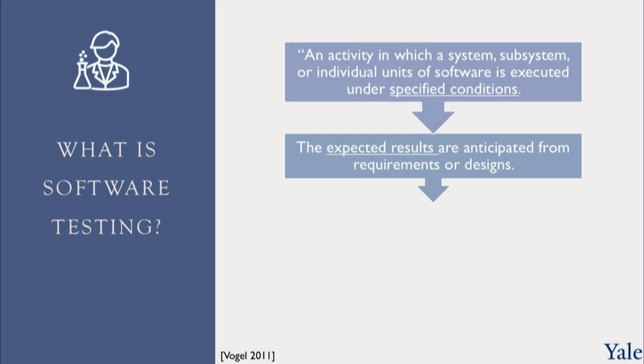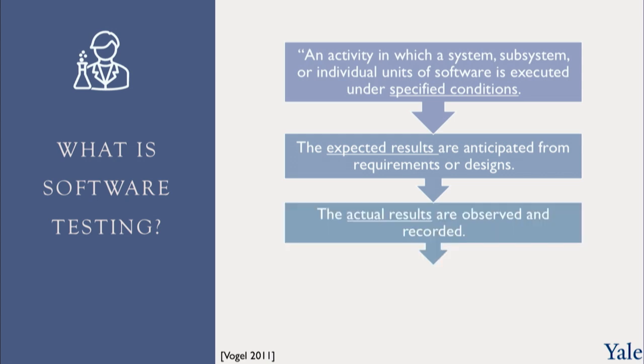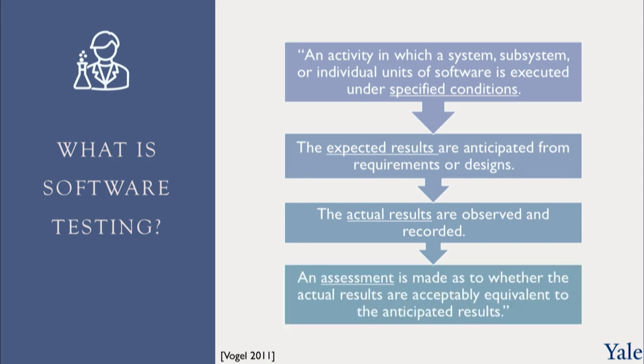If we have a piece of code that adds two numbers, we give it two numbers, we know what the result is going to be, because from design we know what the answer is. The actual results are observed and recorded. Now we run the code with those inputs and we get the result. And an assessment is made as to whether the actual results are acceptably equivalent to the anticipated results. If they are, the test passed, and if they're not, the test failed. This is a formal process.